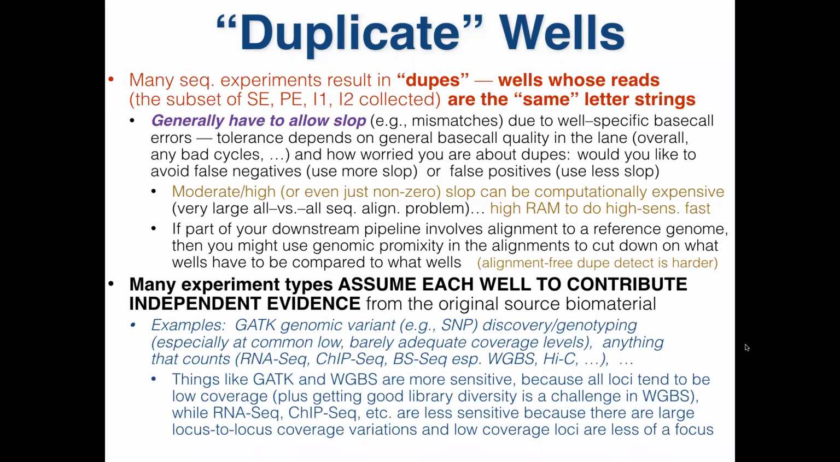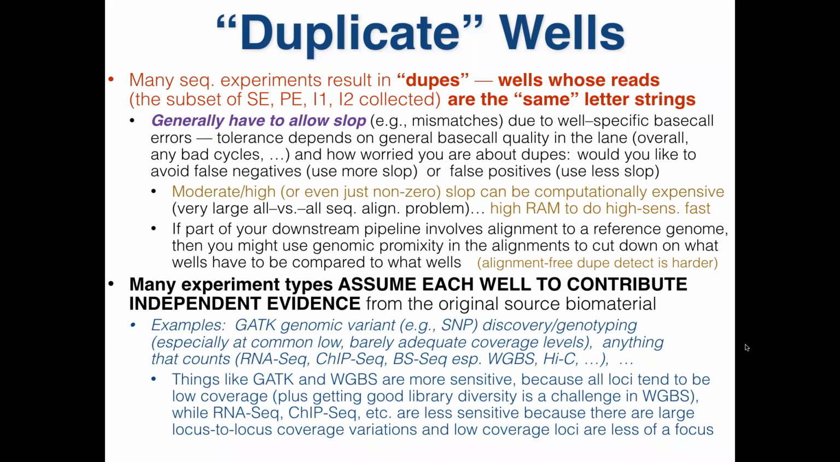And usually, because there are base call errors and so on, in full generality you also have to allow some slop in that comparison. It depends on whether you want a low false negative rate or a low false positive rate. So if you are really worried about dupes and about false negatives, then you need to allow more slop in the comparison, right?